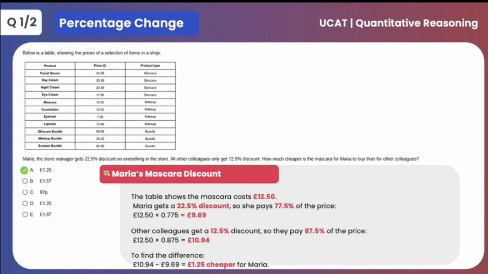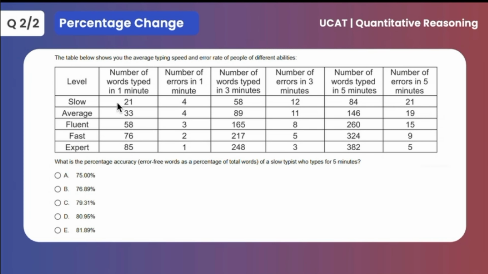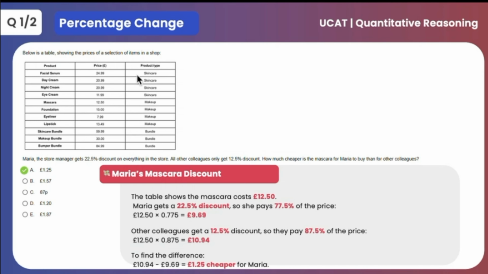They've done it the long way, but really, because the mascara costs £12.50, the easier way to do it is to just multiply that by 0.1, because that's 10%, and you would have got 1.25, which is the correct answer. So the explanation that they've given you is correct, but really you don't want to be doing that. You want to be minusing the percentages and then just calculating 10% of £12.50.